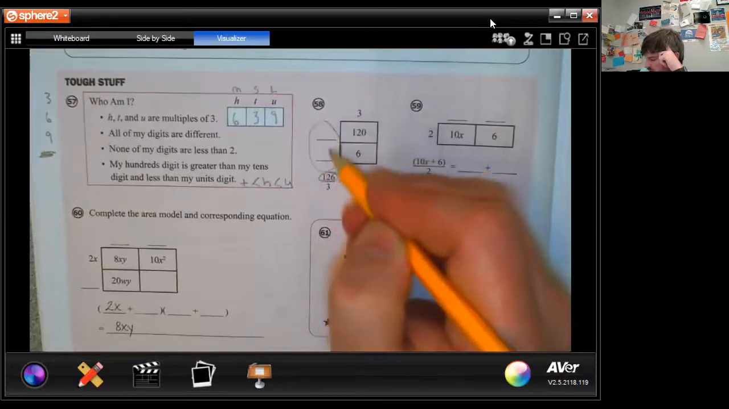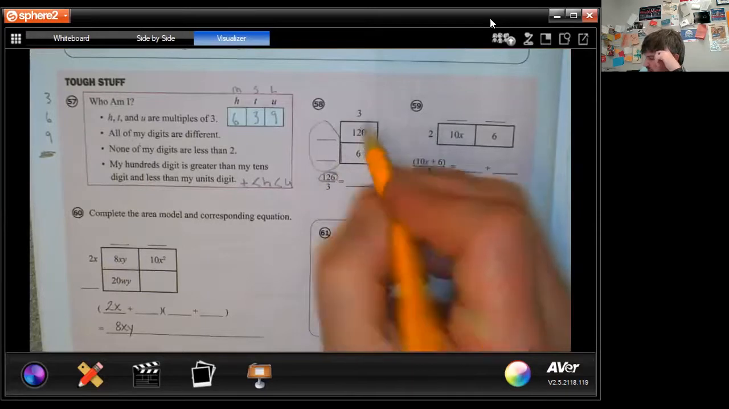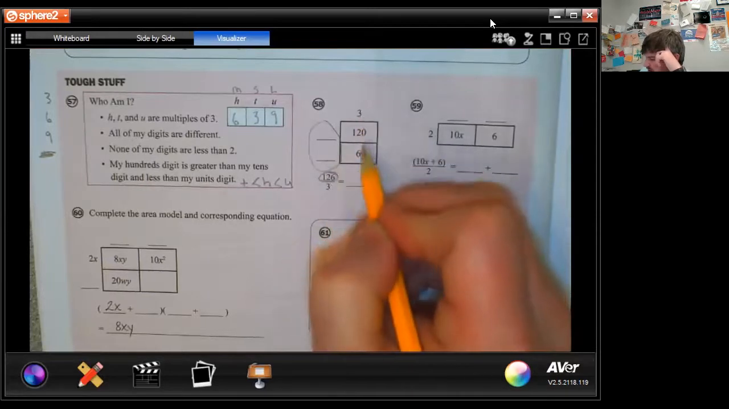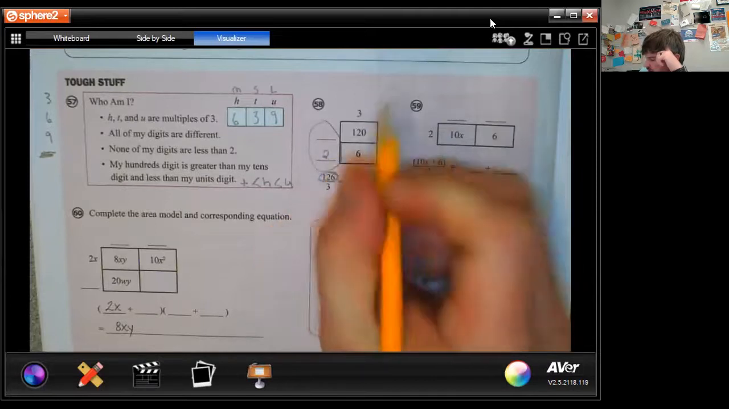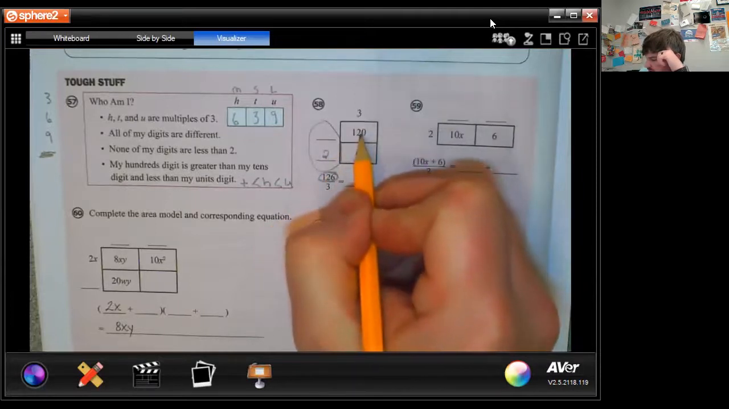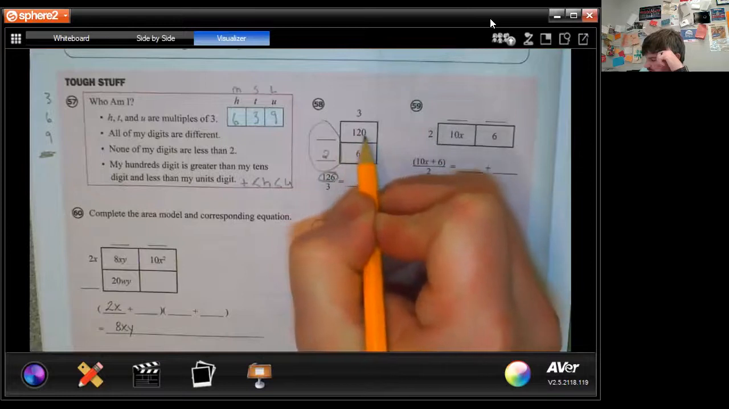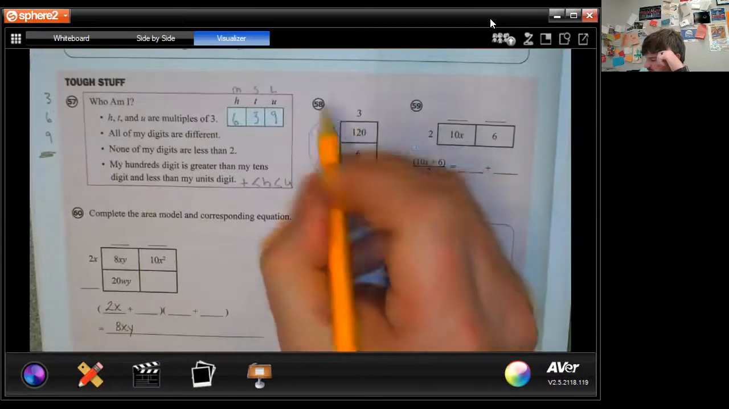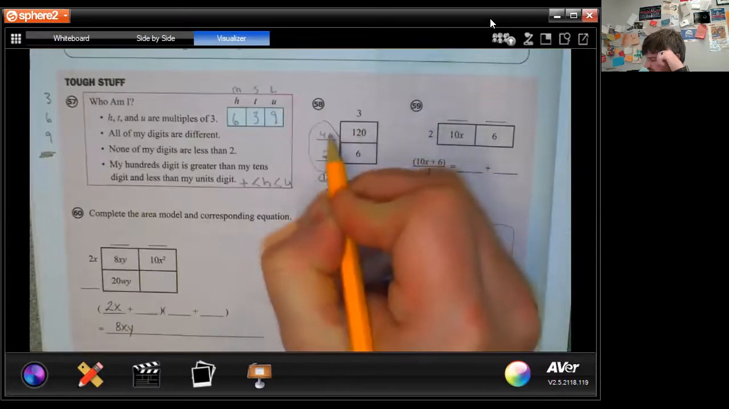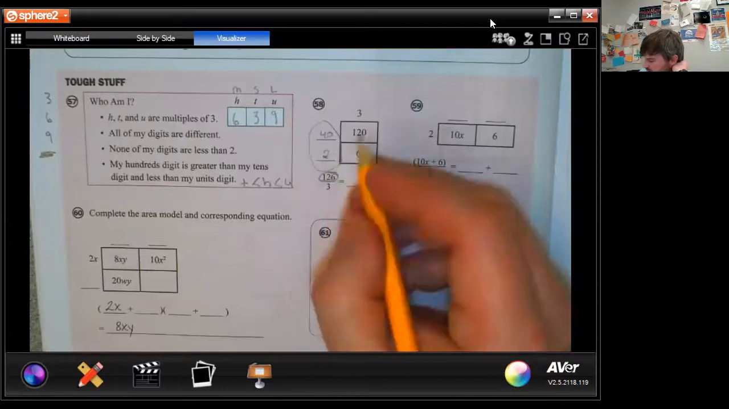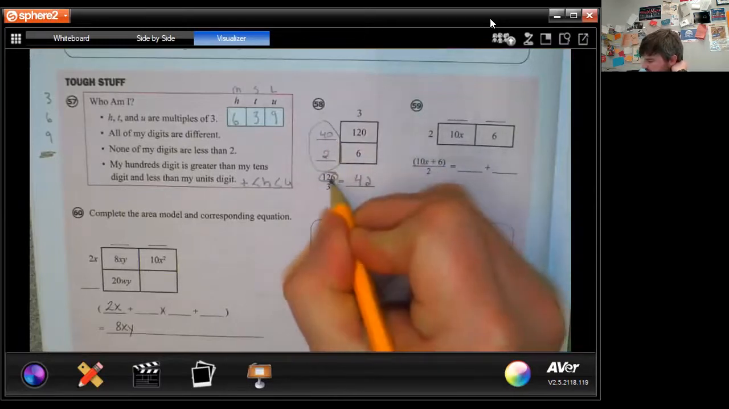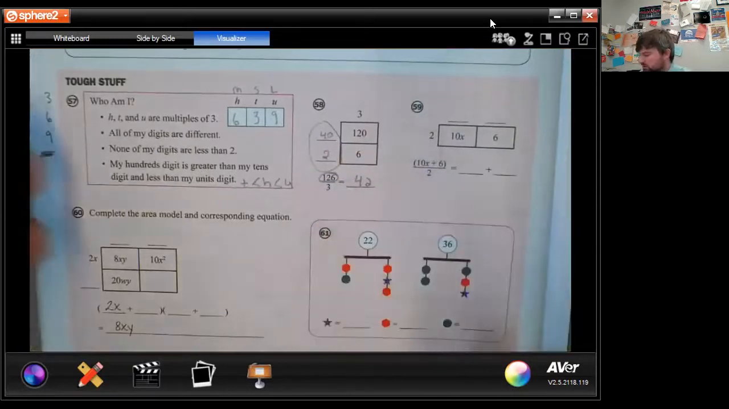3 times what gives you 126? Well, what number times 3 gets you 6? That would be a 2. And what number times 3 gets you 12? Or sorry, 120. Well, I know that 4 times 3 is 12, and I've got this added 0 here. So 40. And 40 plus 2 is 42. So 126 divided by 3 is 42.